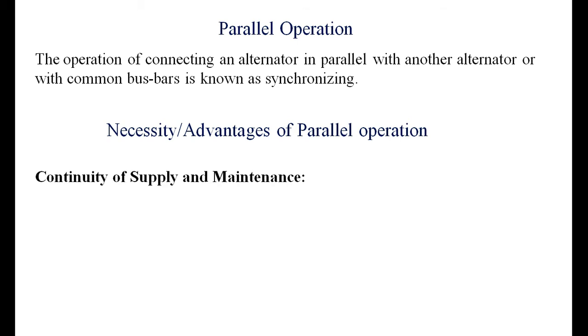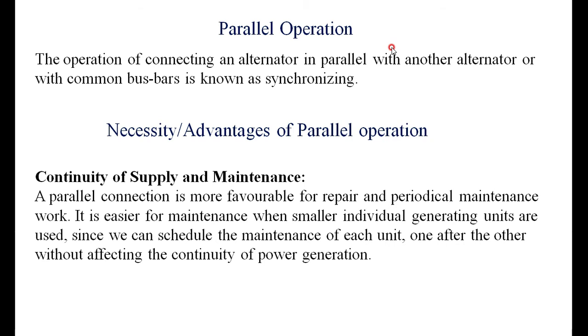The first advantage of connecting smaller units in parallel is the continuity of the supply and the maintenance. A parallel connection is more favorable for repair and periodical maintenance work. It is easier when smaller individual generating units are used, since we can schedule the maintenance of each unit one after the other without affecting the continuity of the power generation.